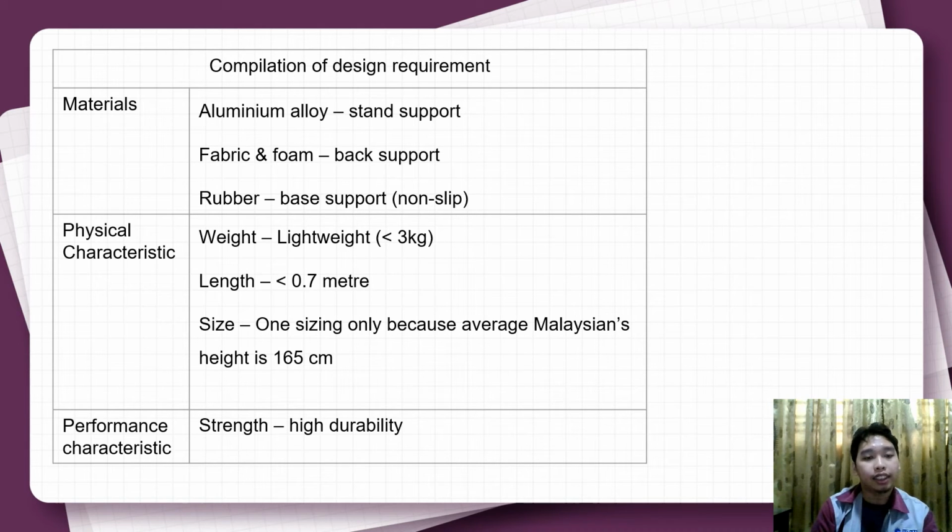Next category is physical characteristics. The product has a weight of less than 3 kg, the length of the product is less than 0.7 meter, and the sizing is only 1 because we use the average height of Malaysian people, which is 165 centimeter. The performance characteristic is high durability strength because it is usually used by people in factories, so it must be strong.